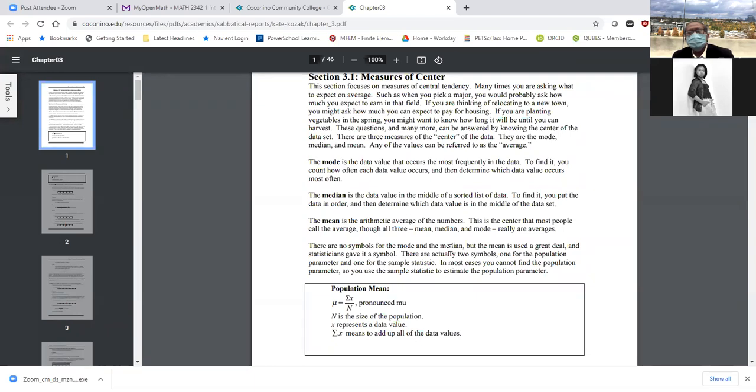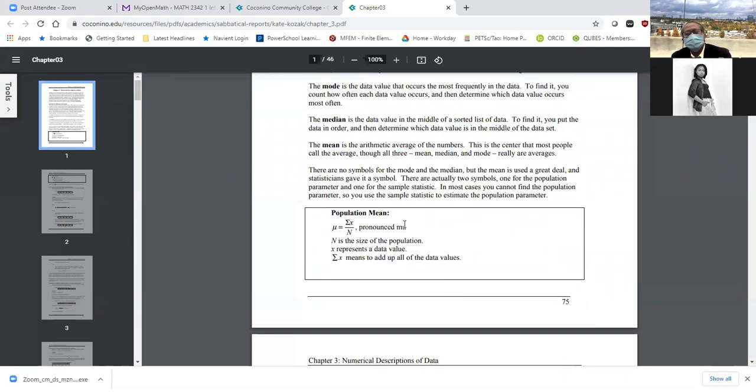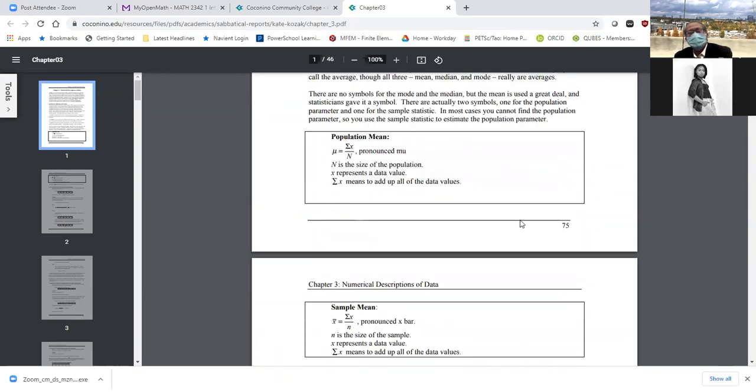There is no symbol for the mode and median, but the mean has a symbol, so we use the mean every time instead of the mode and median. This is the formula for the population mean. You add all of the data values and divide by N, where N is the size of the population. This is called mu.